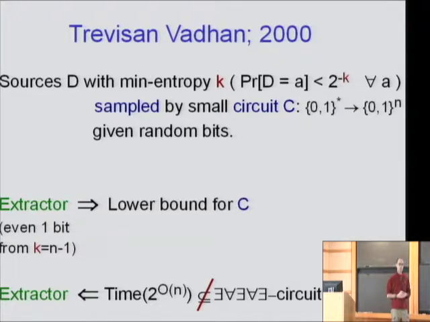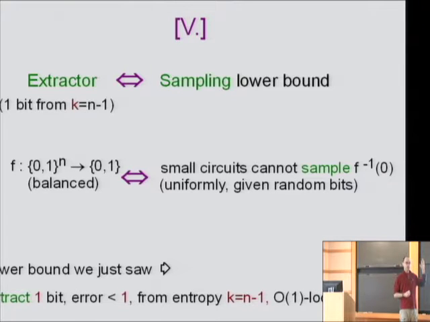In some sense, it's a stronger version of what you were proving before. Yes. In fact, I'm going to have a slide now on this, which is maybe a technically trivial observation. We have made this technically trivial observation that extractors are in fact the same thing as sampling lower bounds, however with very weak parameters. If you have a function which is balanced, this is an extractor if and only if small circuits are unable to sample the pre-image of 0.